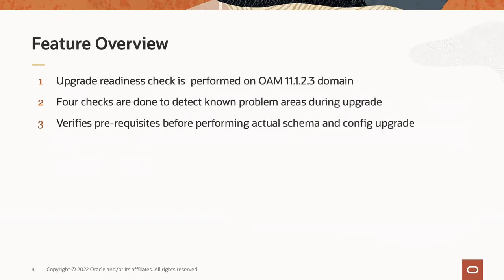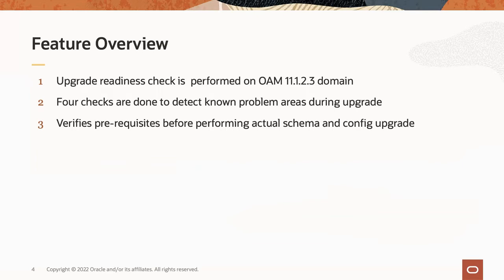Feature overview. The upgrade readiness check is typically performed on OAM 11.1.2.3 domain. As we know, the starting point for upgrade is OAM has to be in 11.1.2.3 version. So we run the upgrade readiness check to see whether this 11g domain is ready to be upgraded to 12c.